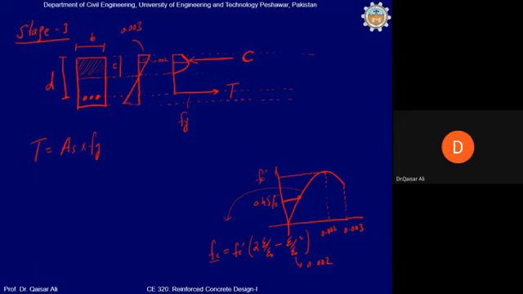Now, where will this C be resisted? Definitely you know that the compressive forces will be resisted at the centroid of this area. So in order to find the centroid of this area, you will use some other mathematical equations. So practically, from a design point of view, it becomes very difficult.